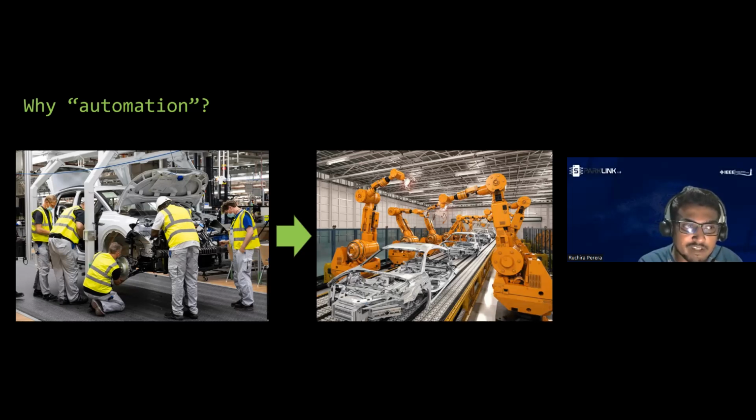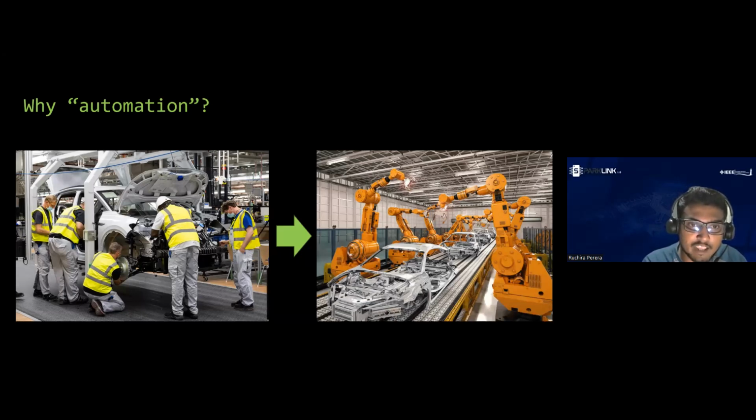So why do we need automation? As engineers, we have to know this, right? Why are we moving towards automation rather than doing it manually by humans? So the first thing is we need to reduce the cost of labor. Maintaining humans as laborers is highly costly, so people are moving towards technology for that.